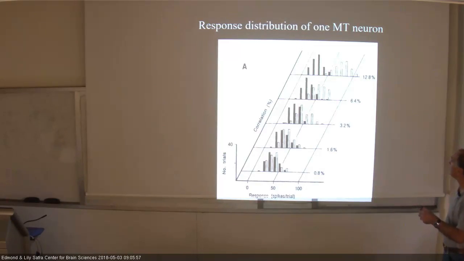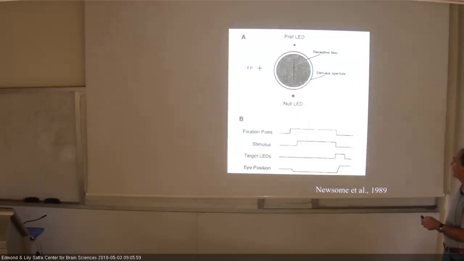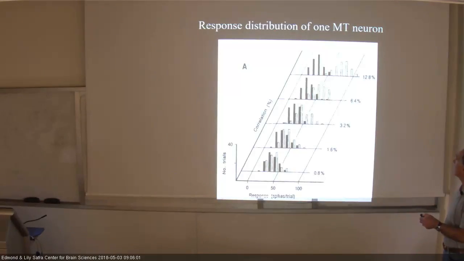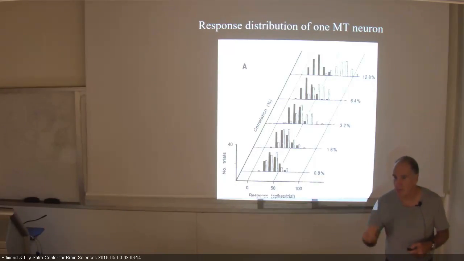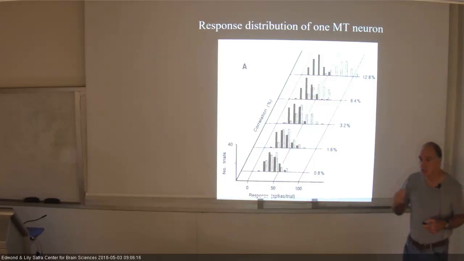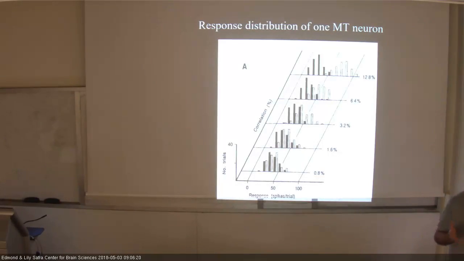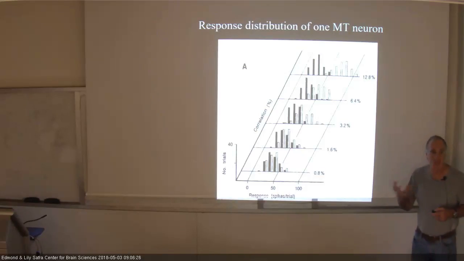So in all these cases, the white distribution here, the stimulus was at 12.8 coherence in the preferred direction. But there's some distribution here, because the neuron does not respond at the same level each time you present the stimulus. There's some inherent noise, if you want, in the firing rate of the neuron. Sometimes it fires more, sometimes it fires less. And of course, that is the problem, right?